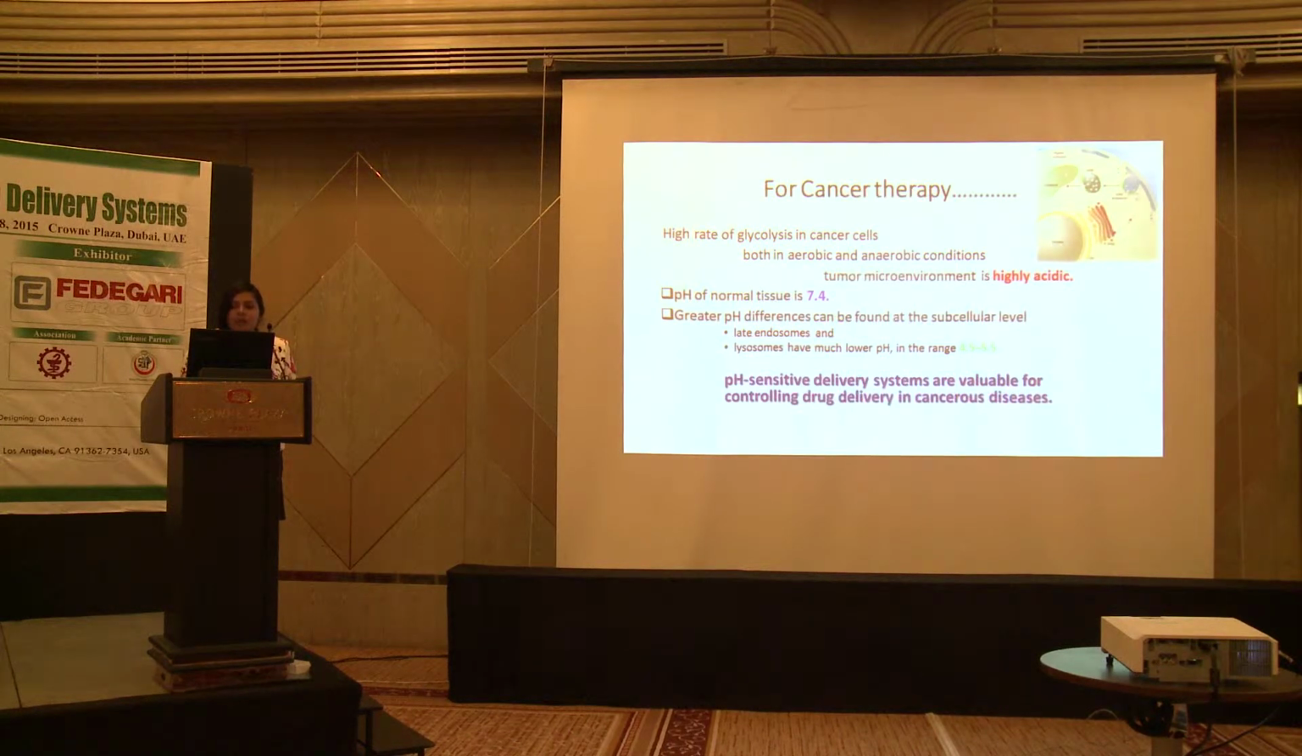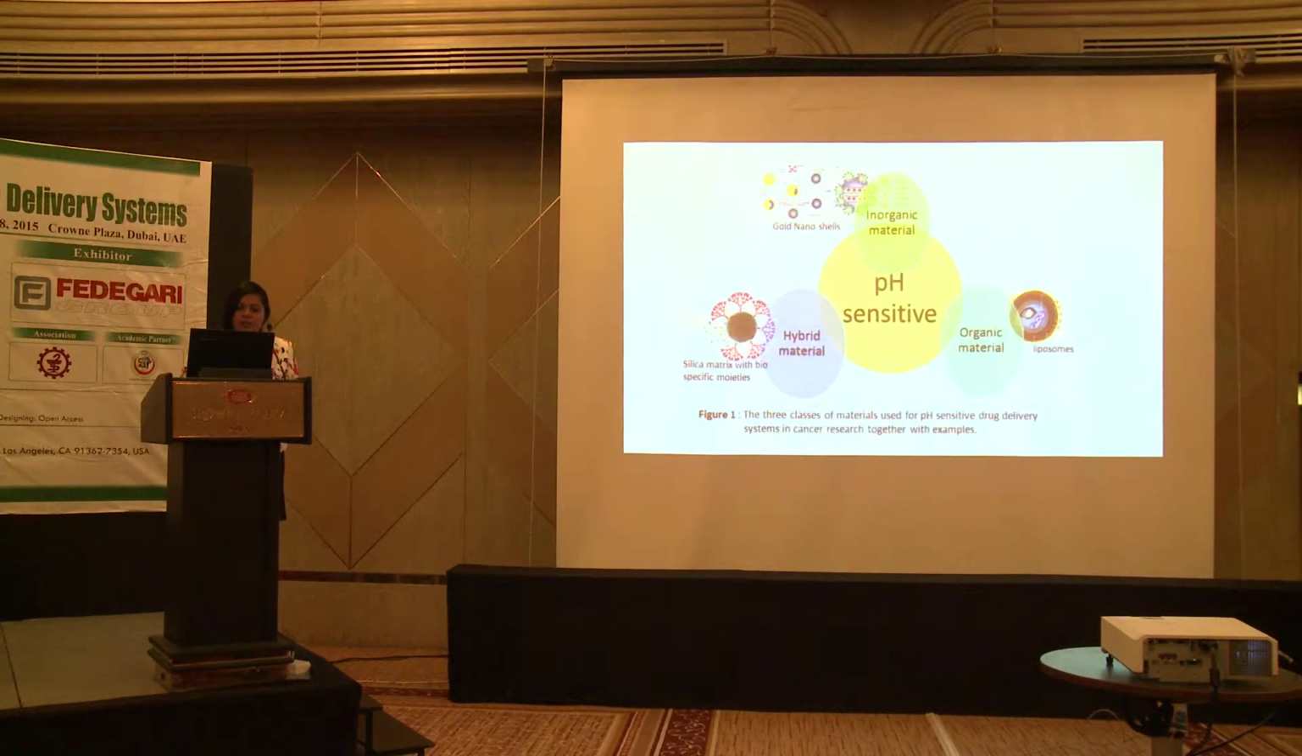Because of the high rate of glycolysis in cancer cells, both in aerobic and anaerobic conditions, the tumor microenvironment is highly acidic. The pH of normal tissue is 7.4. pH-sensitive delivery systems are very valuable for controlling drug delivery in cancerous diseases. In recent years, many researchers have worked in this field. They have used different types of materials to introduce these stimulus-responsive properties to the drugs.